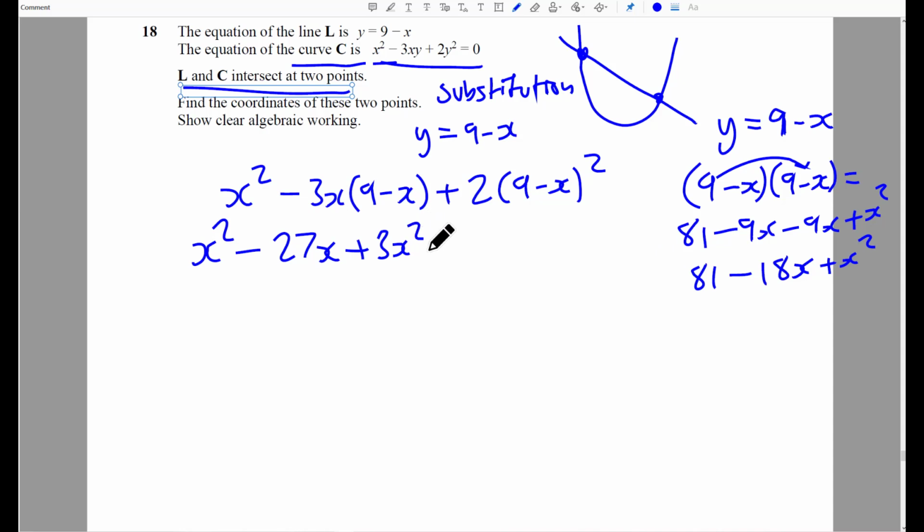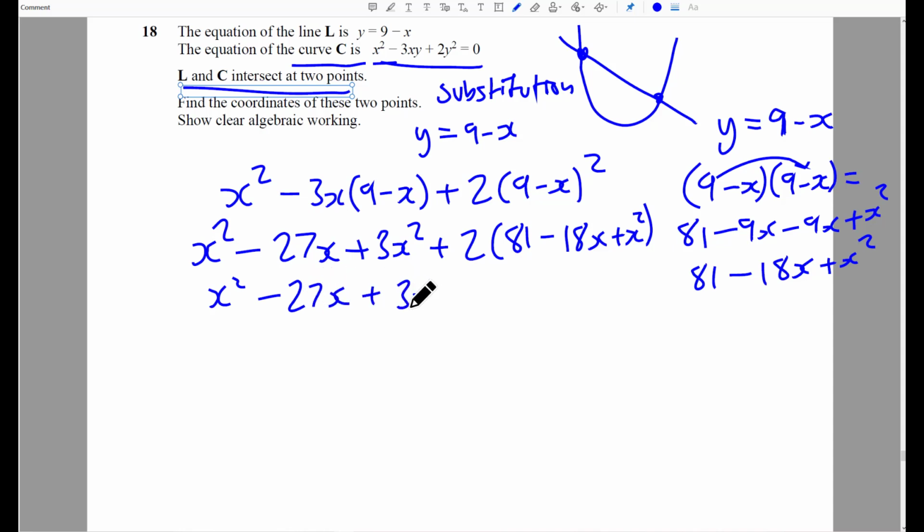Do not make a mistake here. Plus 2. I'm going to write this out because I could just make a silly mistake in a bit. And it's worth doing just so you can make sure you hit some method marks. 2 times 81, 162. Positive times a negative, make sure that's a minus 36x plus 2x squared. Now, this is all going to equal 0, right?